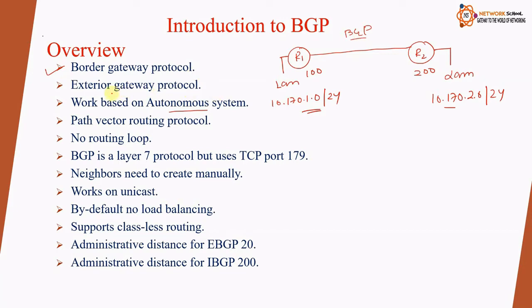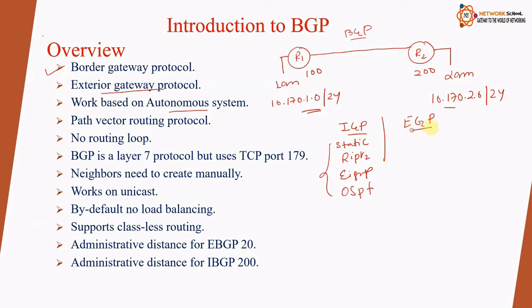BGP is also an exterior gateway protocol. So what is it? We have two types of protocol: one is IGP and one is EGP. IGP stands for interior gateway protocol, where we will find static routes, RIP version 2, EIGRP, and OSPF. These are all protocols that are members of IGP, and we use them for establishing communication internally within a single autonomous system.